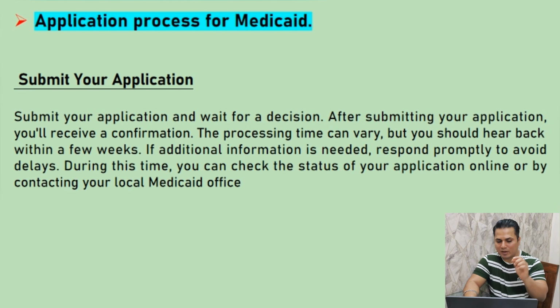Submit your application. Now, submit your application and wait for a decision. After submitting your application, you will receive a confirmation. The processing time can vary, but you should hear back within a few weeks. If additional information is needed, respond promptly to avoid delays. During this time, you can check the status of your application online or by contacting your local Medicare office.